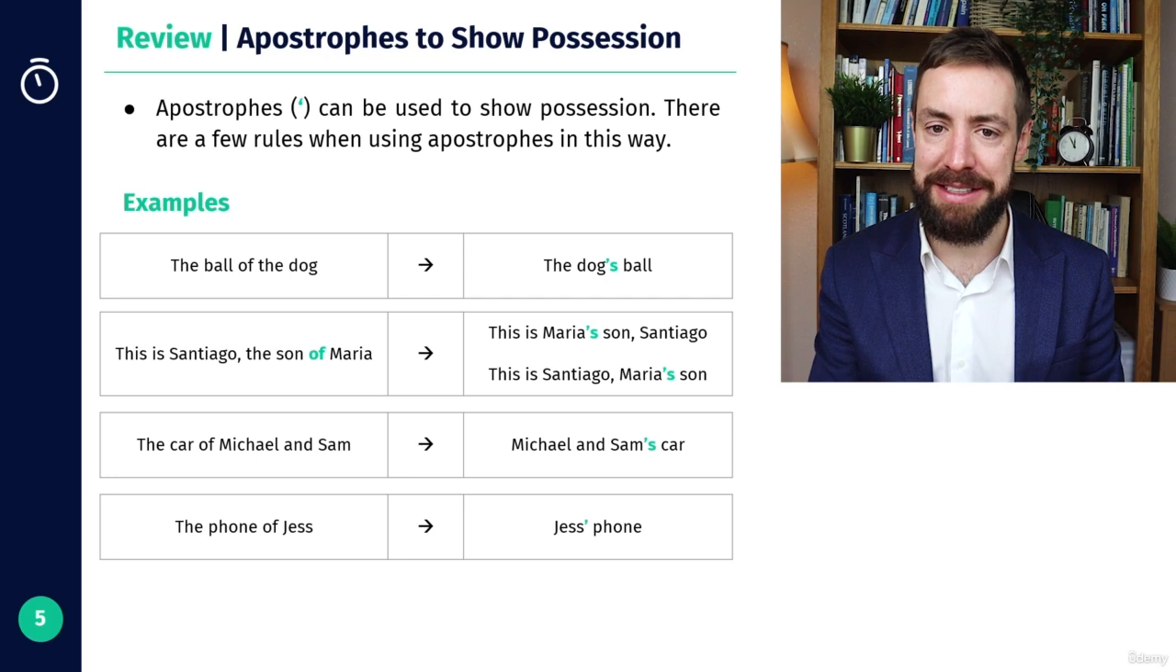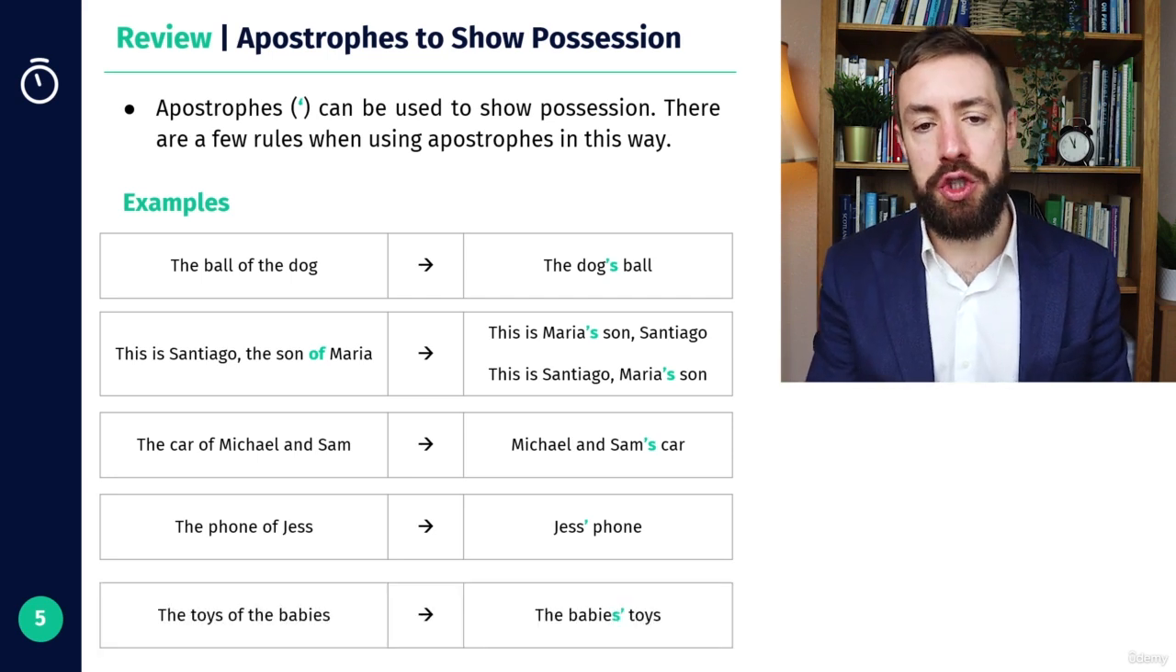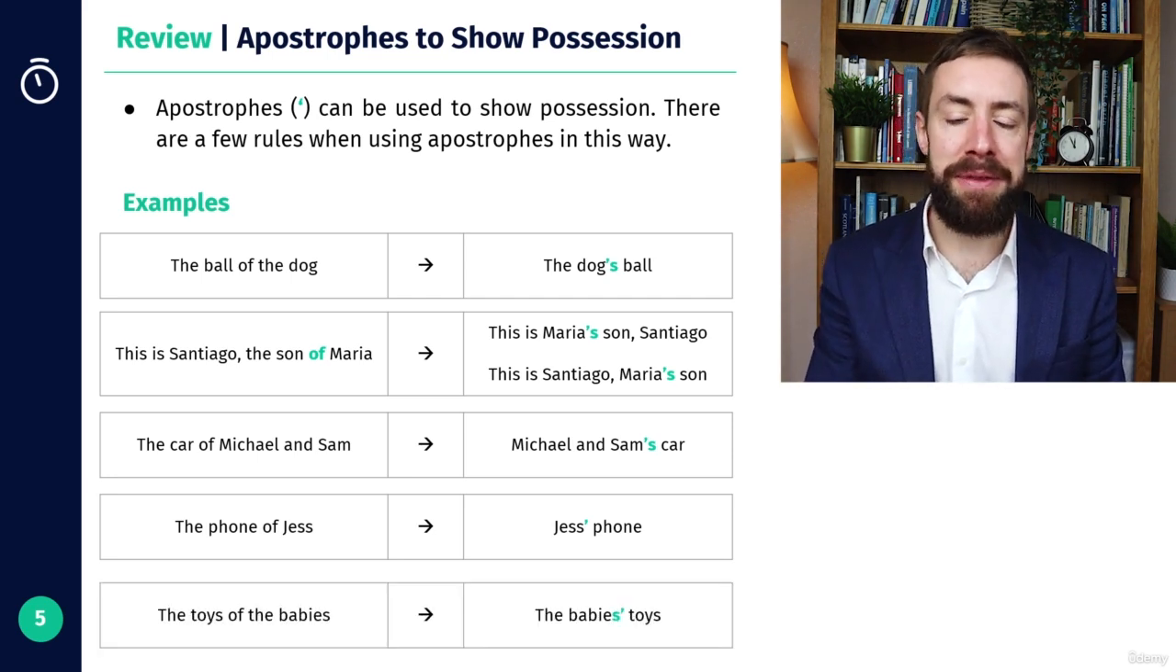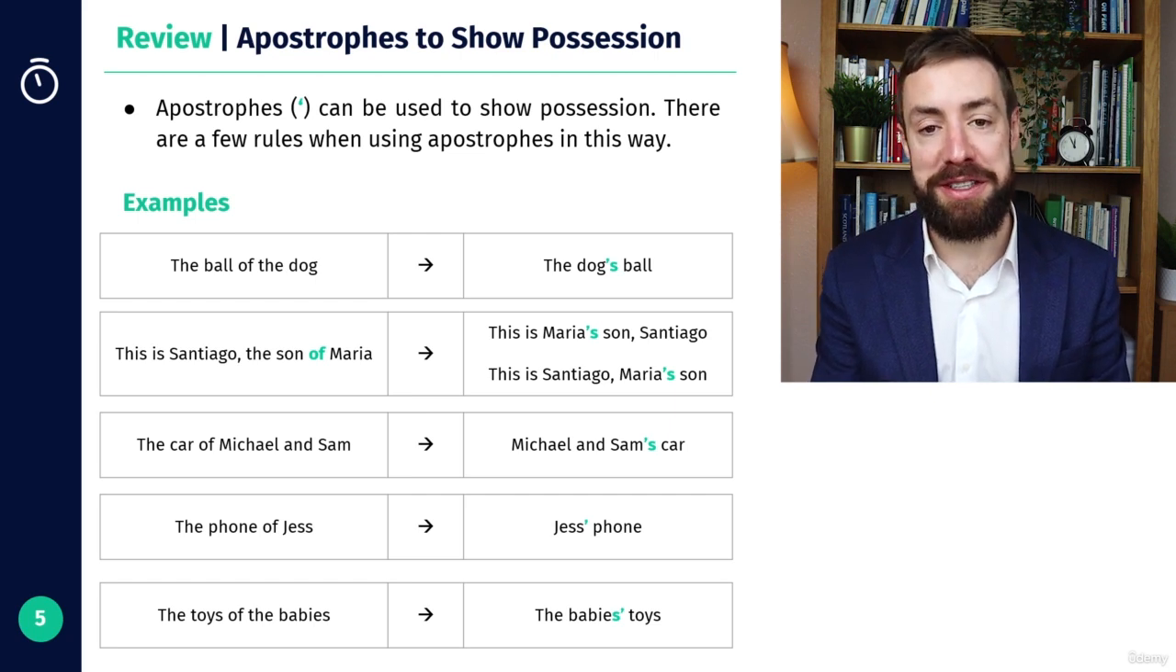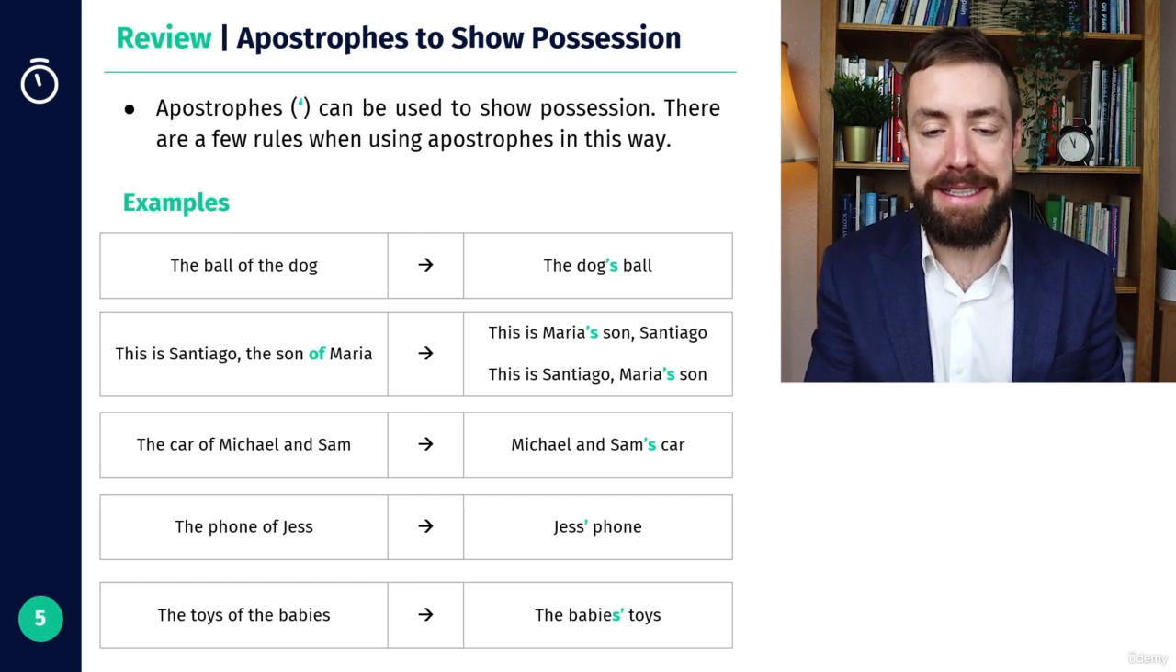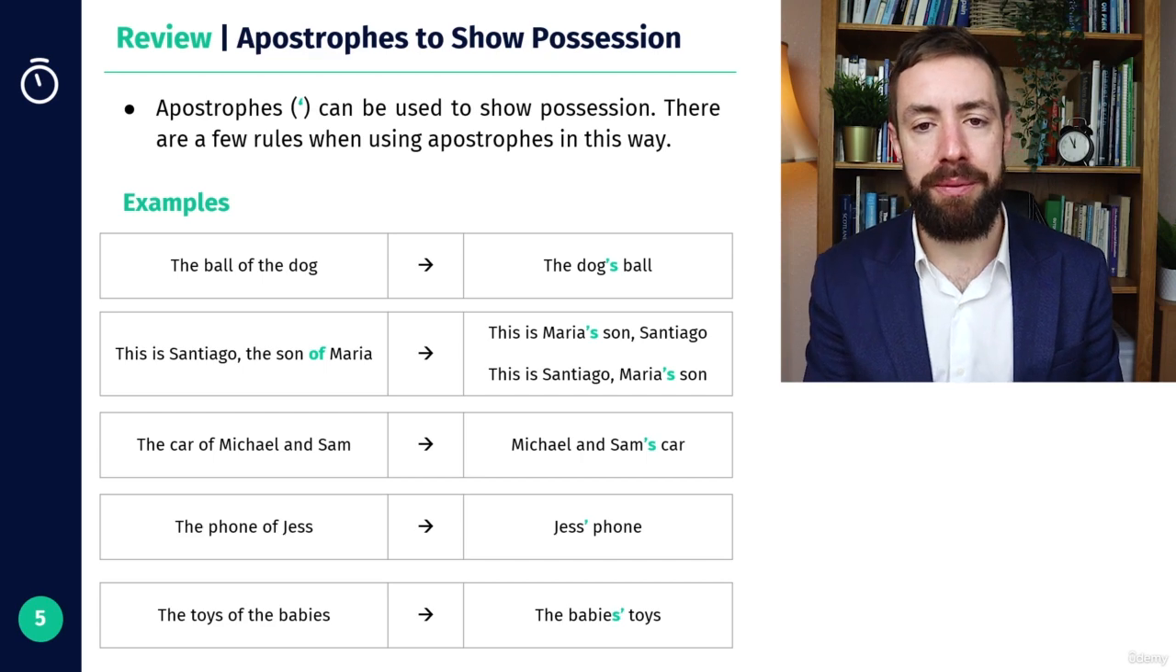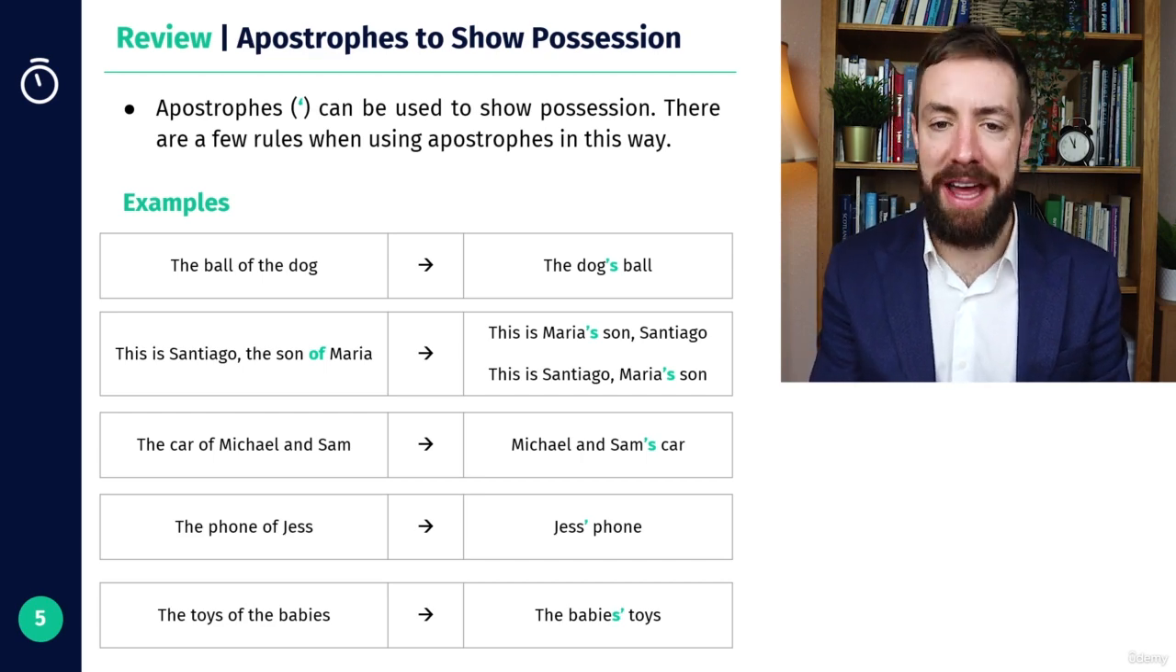No extra S. Okay? And then the toys of the babies, the babies' toys. Again, because it's babies, it's more than one baby, so we don't need to add that extra S.